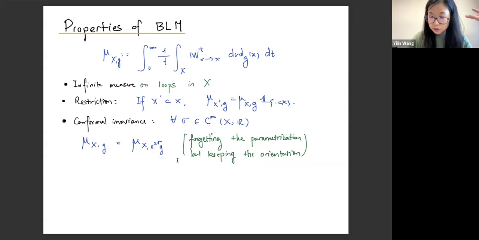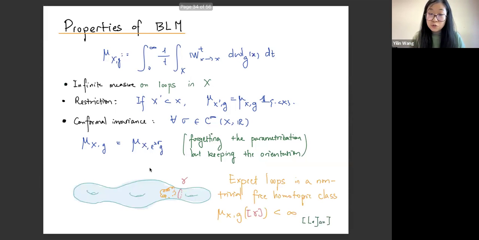This is based on the conformal invariance of the Brownian motion, but also based on the fact we have chosen a very specific factor 1/t. And this 1/t is penalizing big loops and giving more weight to smaller loops. So in the end, the size of the loop doesn't matter. There are smaller loops and big loops, and they happen with equal probability. So these are two really important properties of the Brownian loop measure. So now we have an infinite measure on loops. It's conformally invariant.